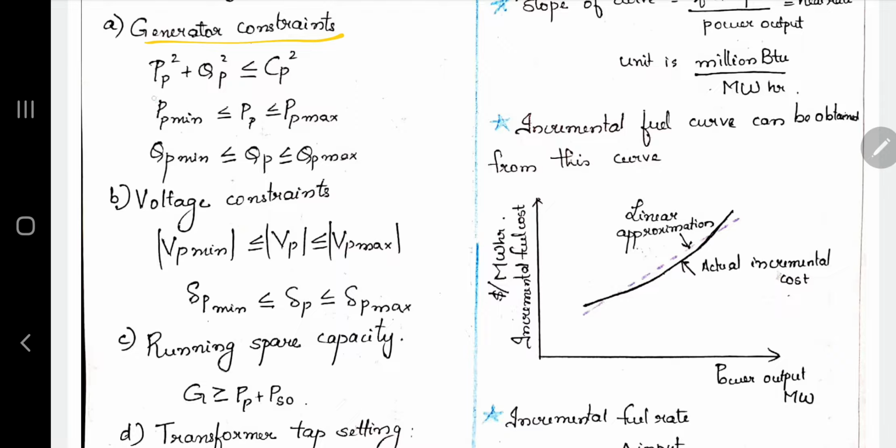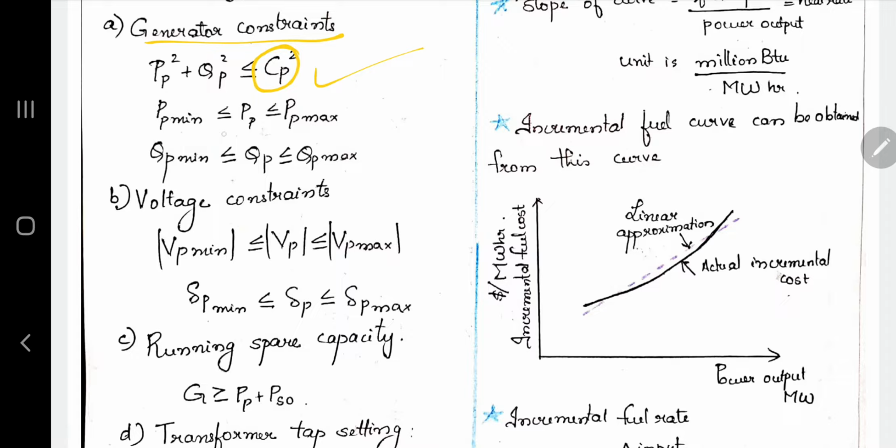Generator constraint means you can see PP square plus QP square should always be less than or equal to CP square. What is PP square plus QP square? It is the total power, that is the kVA loading of the generator, and it is the square of the kVA rating of the generator, and it should not exceed a pre-specified value CP. That is mentioned as this inequality constraint.